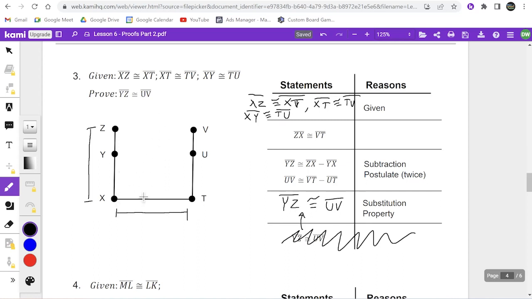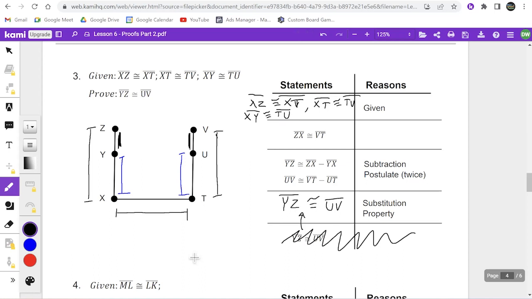wait, I'm sorry, I missed one. XT is congruent to TV. Yeah, that's what I missed. Okay. And then finally, XY, I'll use a different color. XY is congruent to TU, this one right here. And we want to prove that YZ is congruent to UV. In other words, the short one is congruent to the other short one. And again, this looks like it makes sense because everything's symmetrical. But that's not enough for a proof to just say it looks symmetrical. We have to use these reasons.